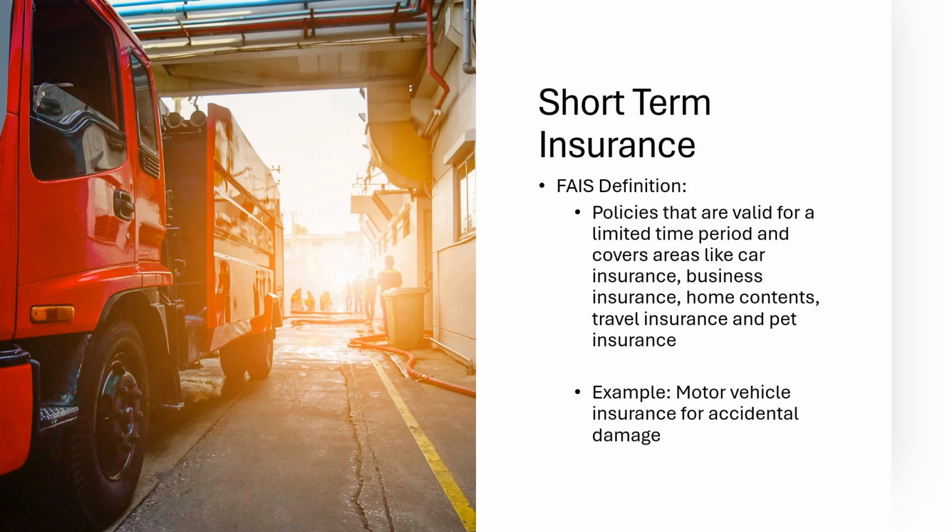With short-term insurance, I think this is the one that we're probably most exposed to. The FAIS definition says these are policies that are valid for a limited time period and cover areas like car insurance, business insurance, home contents, travel insurance, and pet insurance. Plain and simple example: motor vehicle insurance for accidental damage.